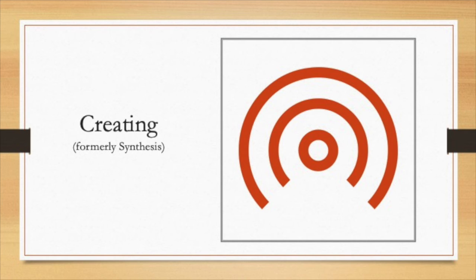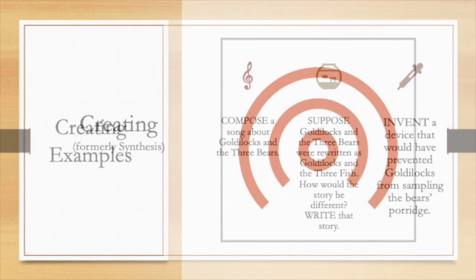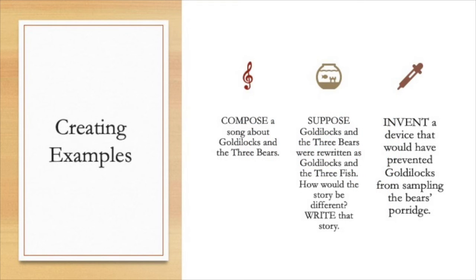My understanding is that the rationale for moving creating to the top came from work with technology. Here are my creating prompts from Goldilocks and the Three Bears. Compose a song about Goldilocks and the Three Bears. Suppose Goldilocks and the Three Bears were rewritten as Goldilocks and the Three Fish. How would the story be different? Write that story. Finally, invent a device that would have prevented Goldilocks from sampling the bear's porridge.